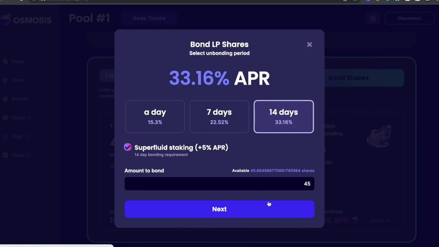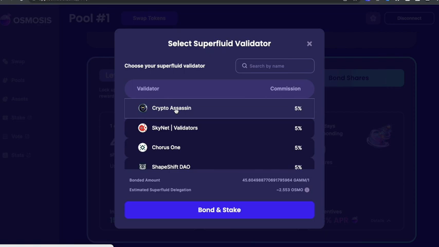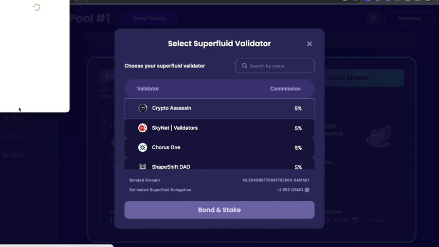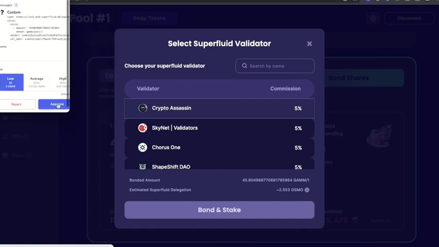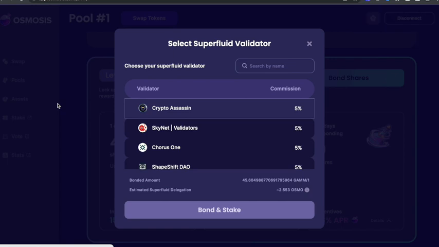We want to bond again, 14 days, and now the superfluid staking kicks in, which works out as another 5% APR. So amount to bond, I'm going to choose the remainder, and I get to choose who I'm going to go to. I'm going to go to Crypto Assassin as my superfluid validator, and I invite you to do so as well, because that's my cousin. Okay, approve the transaction, waiting for the transaction to be included in the block, validated by validators such as Crypto Assassin, and that should go through any moment now.